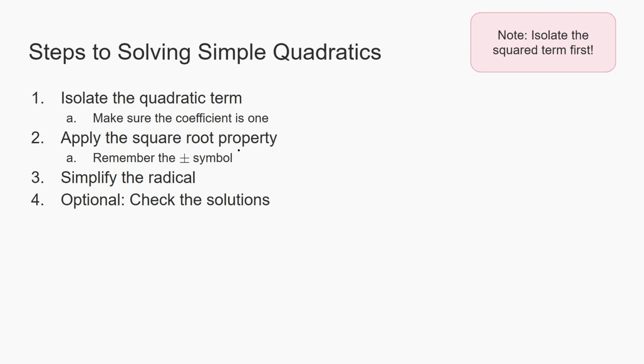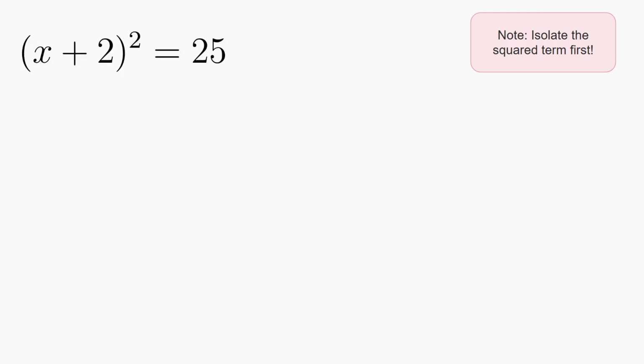Number 2, we're going to apply the square root property we mentioned before. And we want to make sure we remember the plus and minus symbol. Number 3, we're going to simplify the radical. And number 4, we're going to check the solutions to make sure the equation holds. Now, let's get started with our first practice problem.